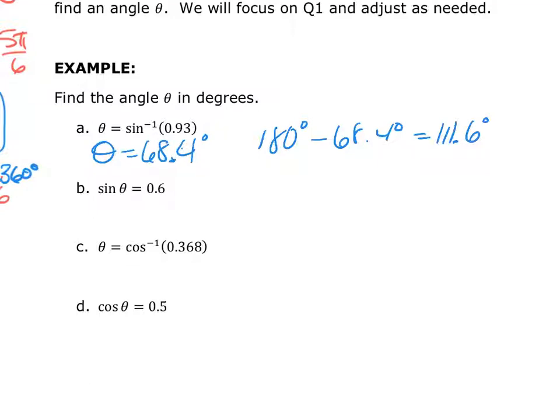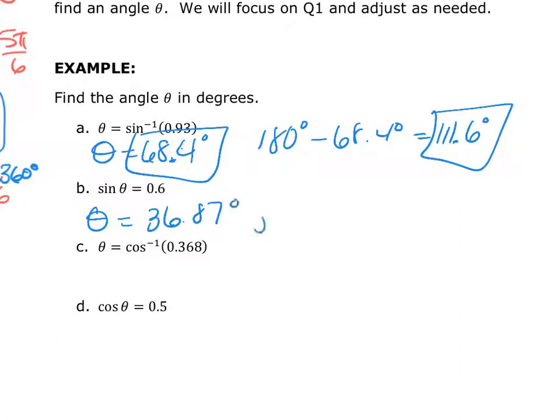Okay, so for part B, what did you all get for part B? Raise your hand if you can give me what you got for part B. 36.87 degrees. And what else did you get? 143.13 degrees. How was that? You all get the same similar numbers?